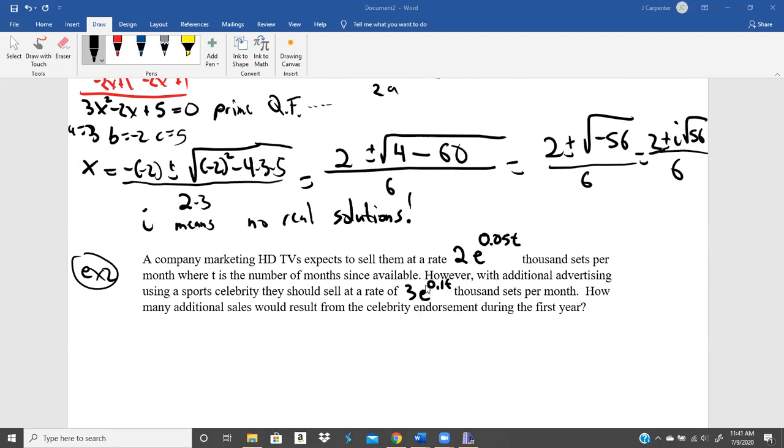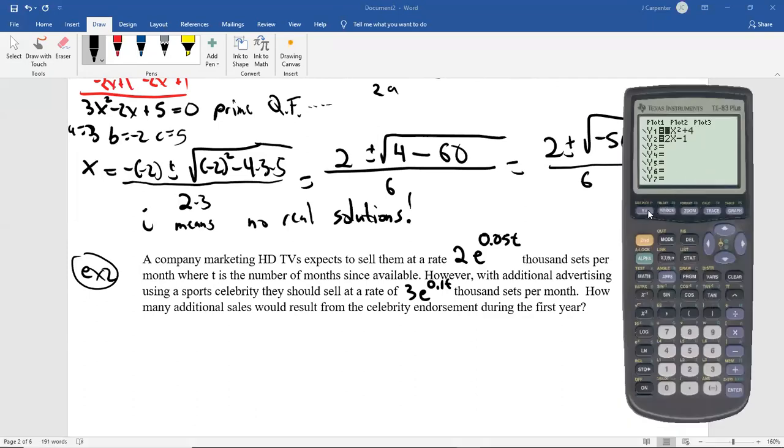So how do we know that I'm going to end up doing an area between two curves? Because we have two different rates that we're comparing, and we want to know how many additional sales would result. So let's pull up our graph.